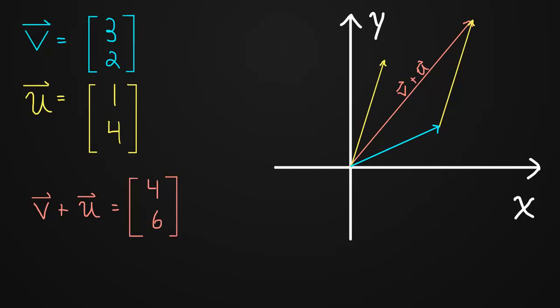Which makes sense if we think about it. V took us over 3 in the x direction, and u took us over 1 more, so that would be 4. So the new vector, v plus u, went over 4 in x, and we could do a similar thing to show that it went up 6 in y.